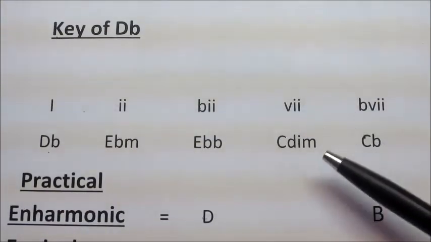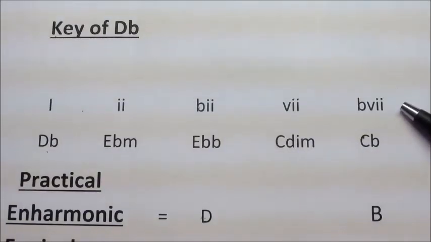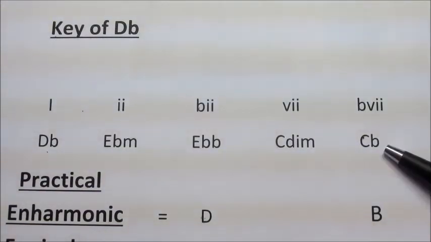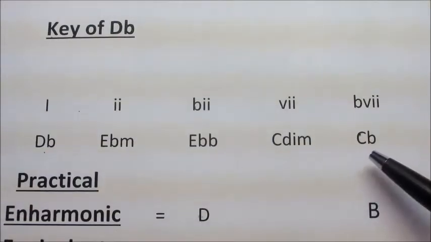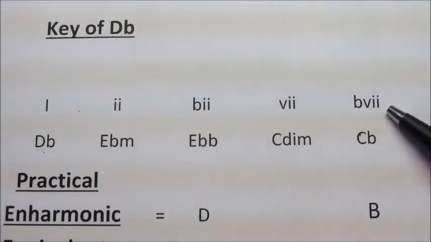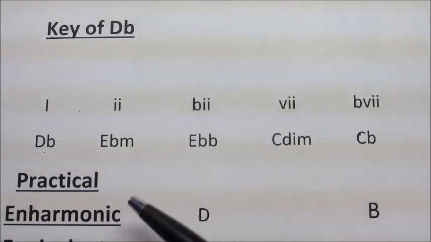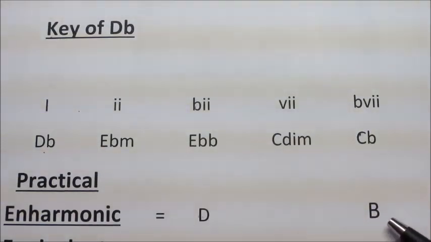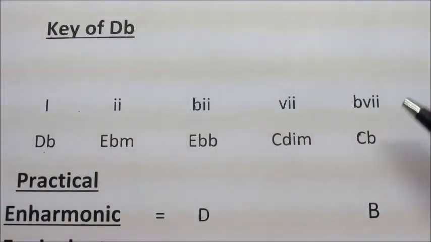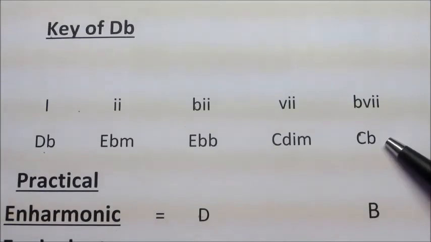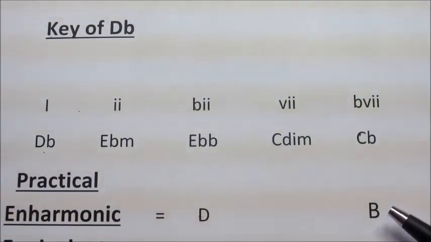The same problem presents itself when we go to the 7 chord. Well, the 7 chord in D flat is C diminished. The flat 7 chord becomes C flat. The letter remains the same. However, we don't really like using C-flat chord symbols any longer, so for the practical inharmonic equivalent, we would use B. Now, some publications still use the C-flat chord, which, by the way, is the correct notation, but for practical purposes, I use B, and so do most other people.